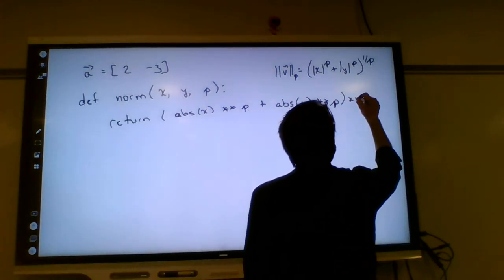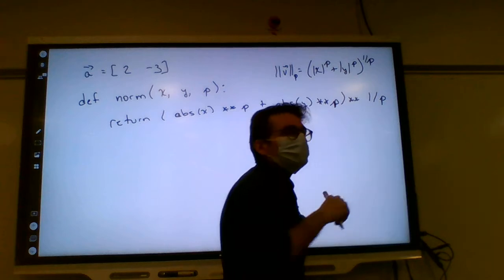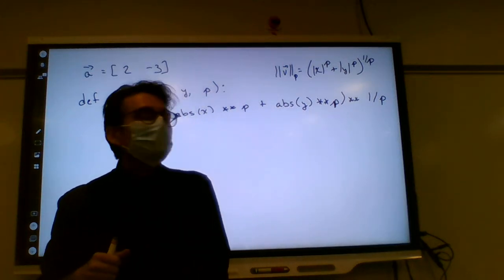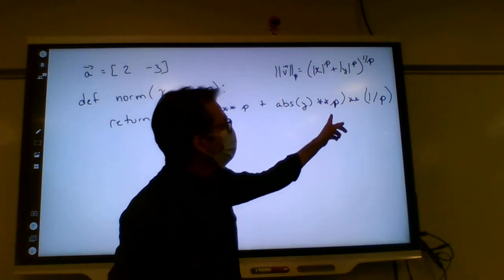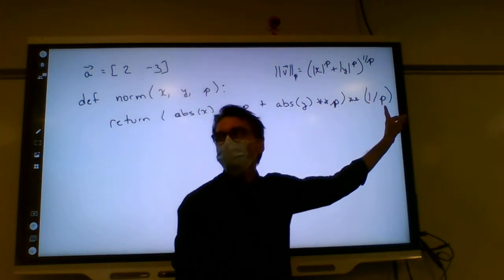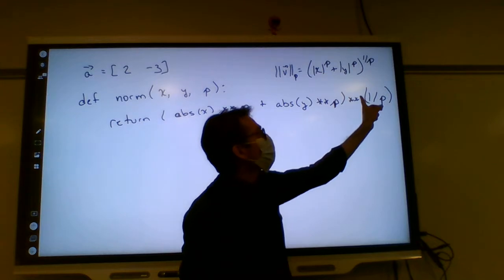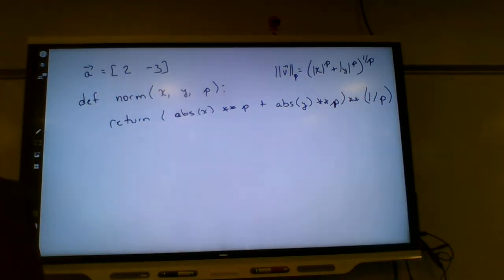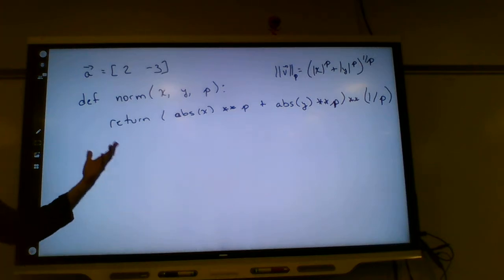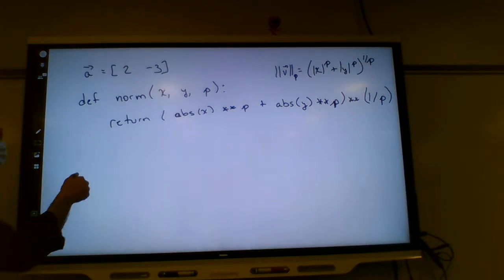So, like this? Yeah, we better put parentheses around it, because what happens if we don't put parentheses around it? What have we really done? We'll raise it to the first power and then divide by p. Right? But we want to actually raise it to the 1 over p power. And that's all we need to do. Right? This will then give us a correct value, hopefully.